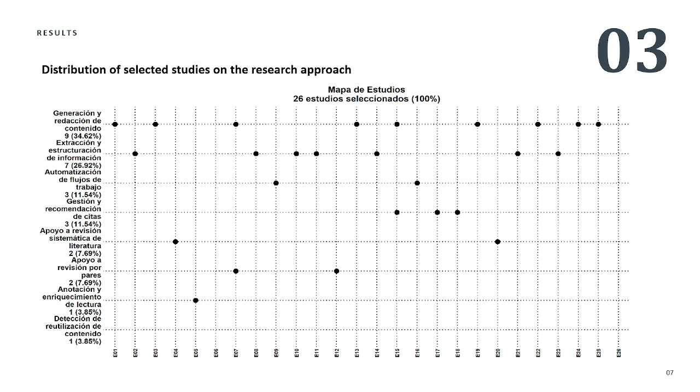This chart shows how the 26 studies distribute across 8 task categories. Content generation and writing is the most frequent, appearing in 9 studies at 34.62%. Information extraction and structuring ranks second, with 7 studies at 26.92%. Together, these 2 categories represent over 60% of all research identified in this mapping.